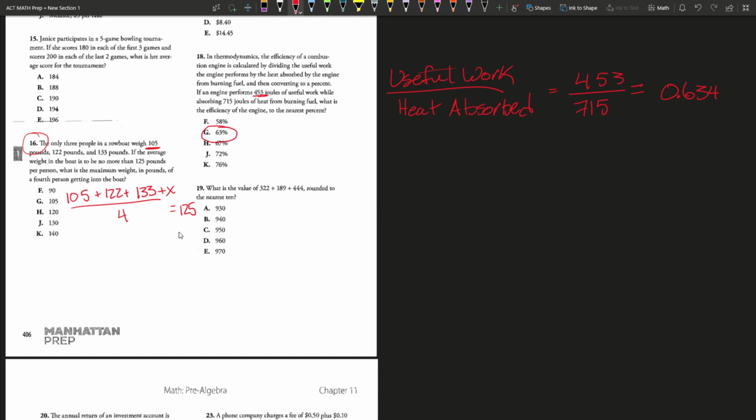And then how do we solve for that? Yep. So then we have 105, 122, 133, and the total is 500. And then we subtract out all those numbers on the left to get, see, I got 140. You guys agree? 140? All right.